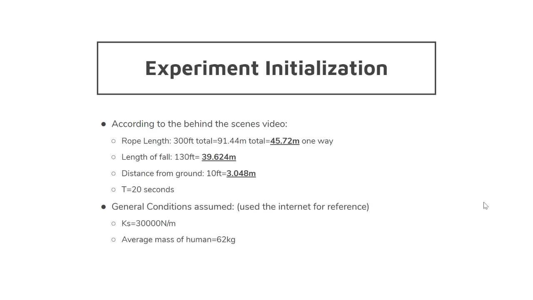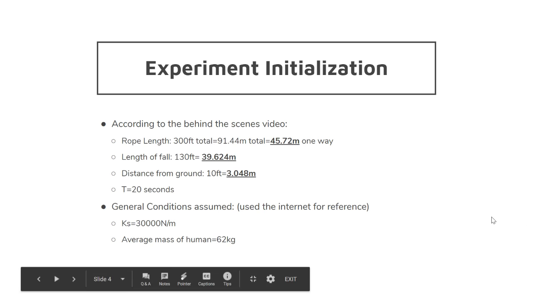The experiment initialization was as follows. All the data recorded here was provided by the behind-the-scenes video. We had to assume the k for the bungee cord, and it was found through some sources to be around 30,000 newtons per meter for a strong bungee cord, and that the average mass of a human male was 62 kilograms.